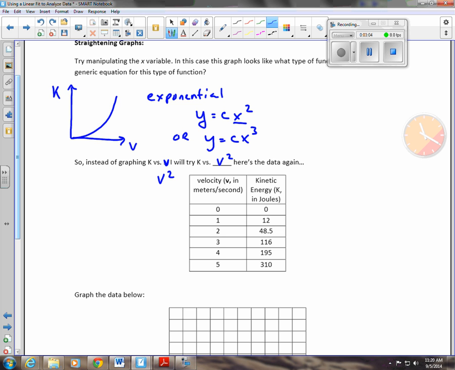Now, if I'm going to square the variable, I also have to square the unit. So now I'm just going to square each of these. 0 squared is 0, 1 squared is 1, 2 squared is 4, 3 squared is 9, 4 squared is 16, and 5 squared is 25. I want to make that my x variable now. I'm not going to graph this. I'm going to graph the squared one.